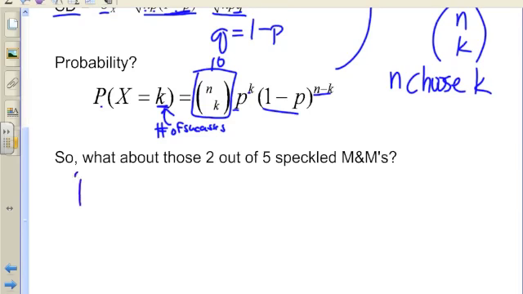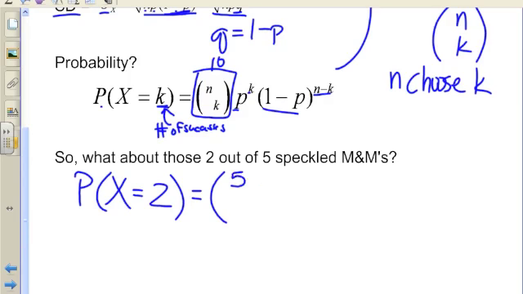Okay. So I wanted to know the probability that my binomial gets 2 speckled M&Ms. I'm going to do that by taking n, that's the number of trials, the number of M&Ms I have is 5. Choose k. K is how many I wanted. I wanted 2 speckled M&Ms. P, what's the probability of speckles? It was 0.3. 0.3 to the k.